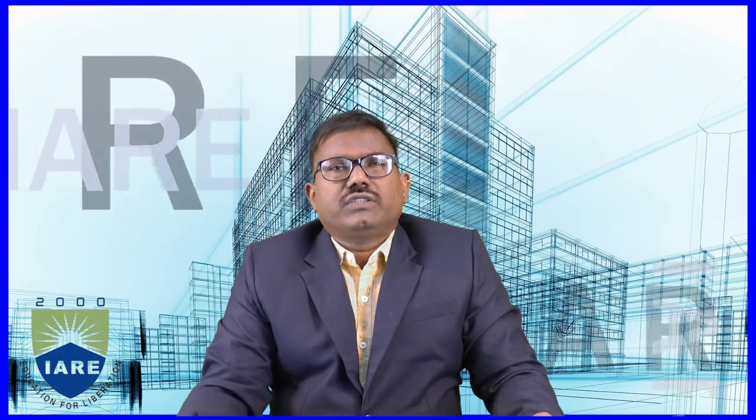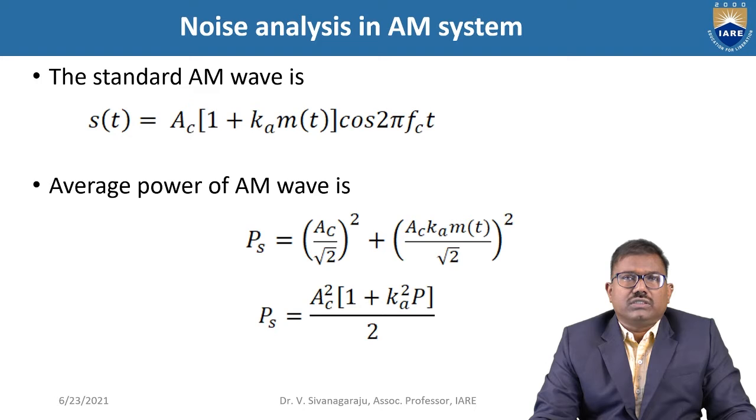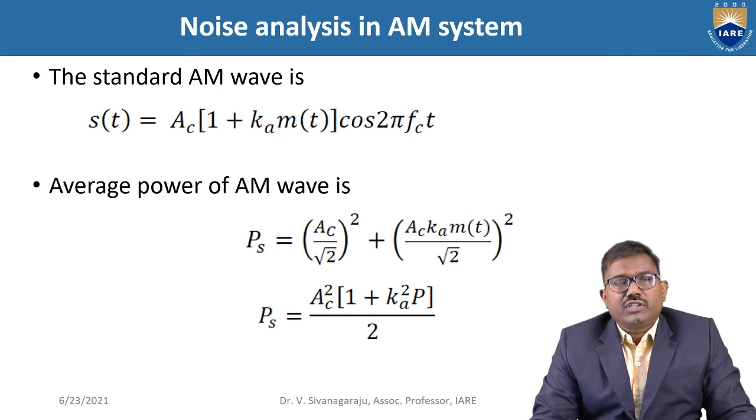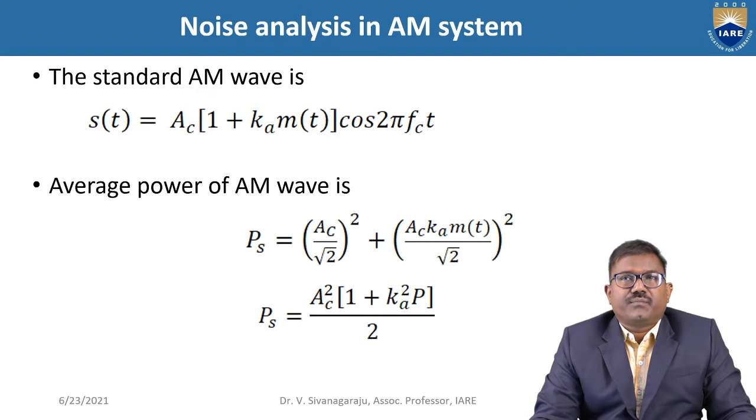Okay. So first we take the standard AM wave, S of t, which is equal to AC of 1 plus Ka m of t into cos 2 pi fct. We know that S of t is the amplitude modulated wave. AC is the amplitude of the carrier signal, where Ka is amplitude sensitivity, m of t is message signal, Fc is a carrier frequency. So this is our standard AM wave.